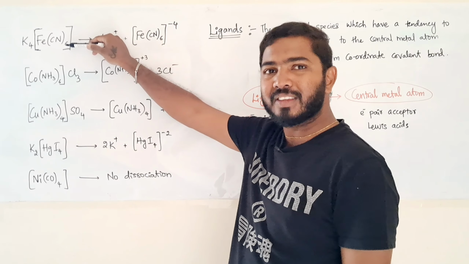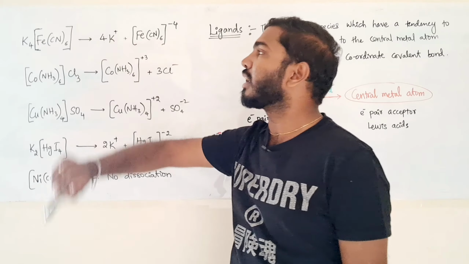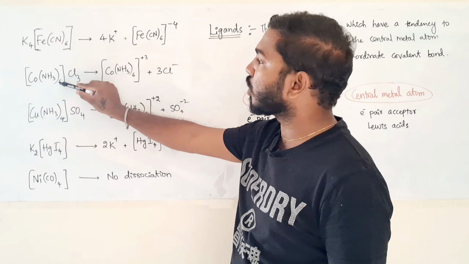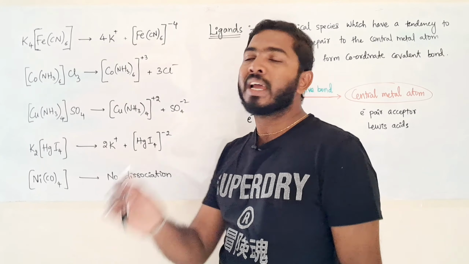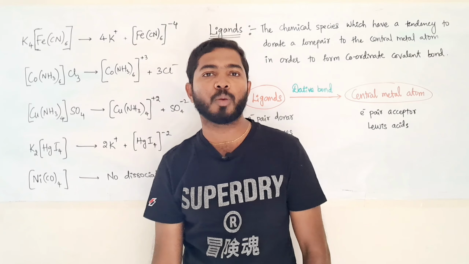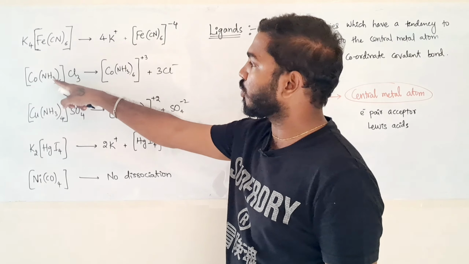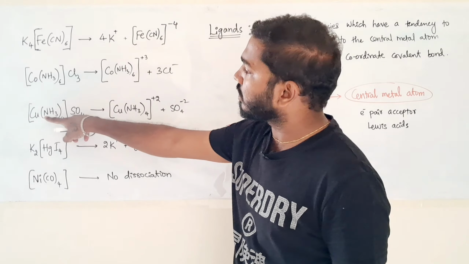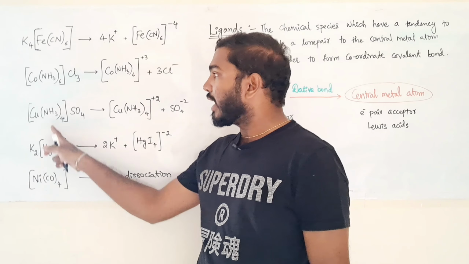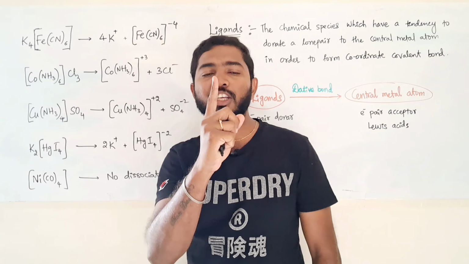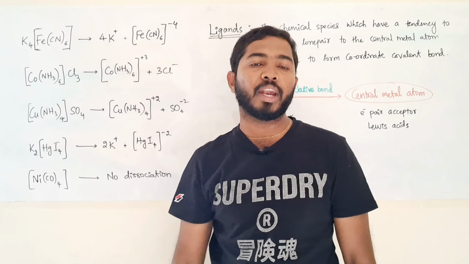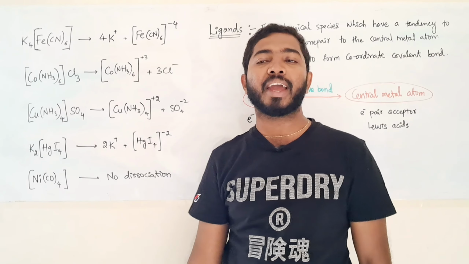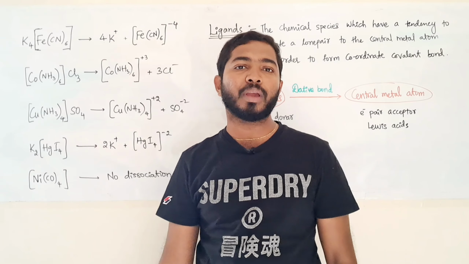The coordination number is going to be 6, because 6 CN groups are coordinated to the iron. In the next complex also, 6 ammonia molecules are there. Each ammonia gives one lone pair, so that it forms 6 dative bonds, so 6 is the coordination number. Next, if you look at this [Cu(NH3)4], here we have 4 NH3 groups. Each NH3 group donates one lone pair, so we get 4 dative bonds. The coordination number is going to be 4.